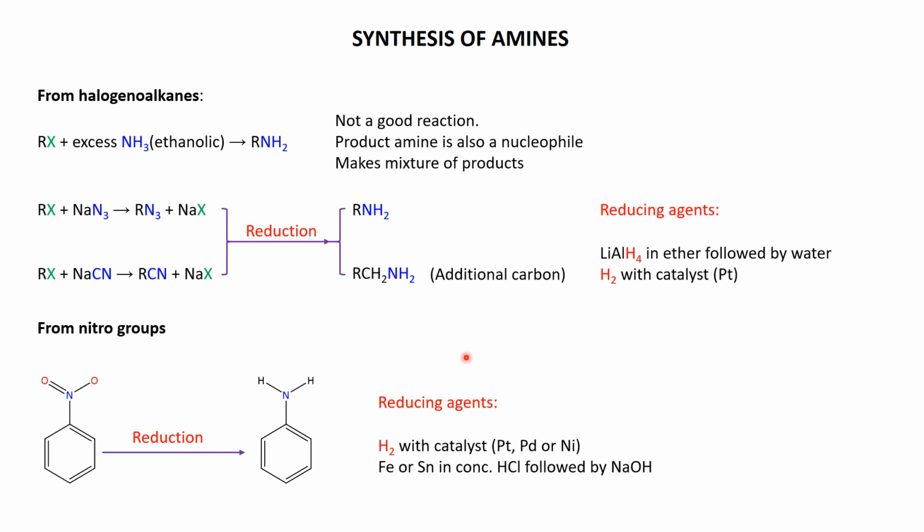So we can make amines starting off with some substances we've seen before, halogenoalkanes or nitrated benzene rings, reducing them with these various different reducing agents.